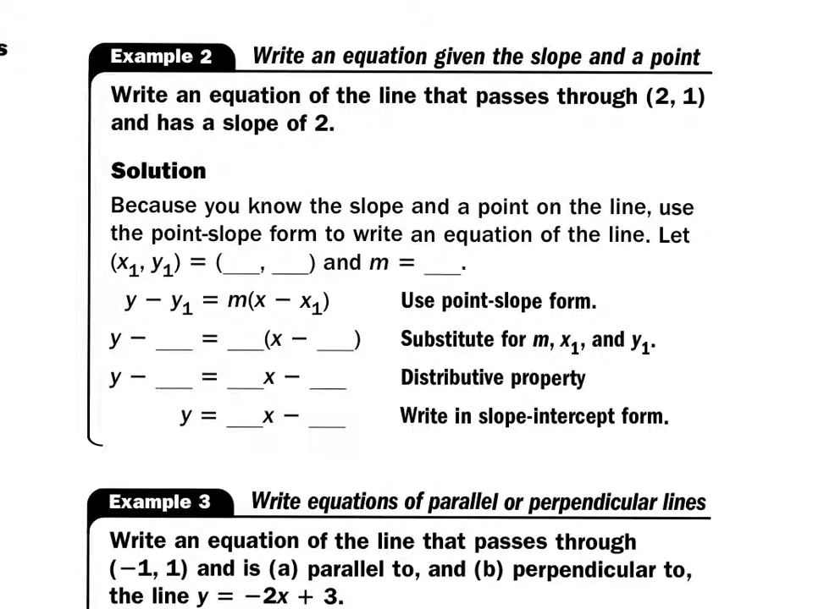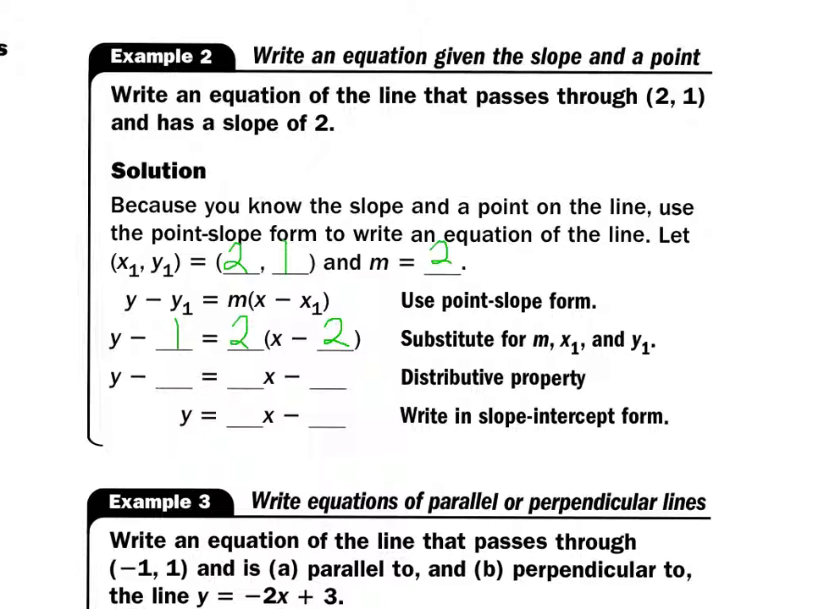Okay, example 2. Write an equation given the slope and a point. So this time we don't have the graph, but we know the slope is 2 and a point is 2, 1. So I am going to go ahead and say that x1, y1 is 2, 1, and m is 2. So I'm going to use the point-slope formula, y minus whatever y1 will be, which is 1. And then I fill in 2 for my slope, x minus 2.